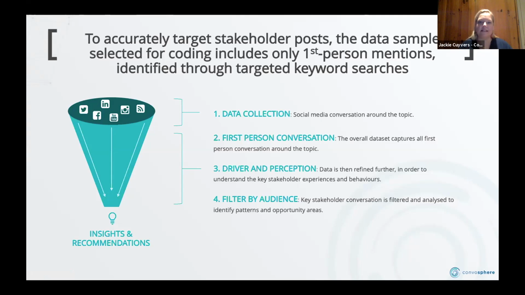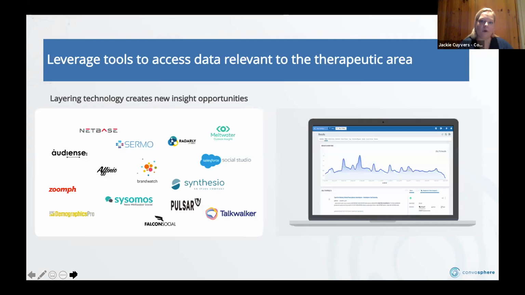Then within that data set, you can further refine it down by the drivers or perceptions of the stakeholders, or even by the stakeholders themselves. So only looking at the HCPs, et cetera. So there you've got your data, and you've refined the data set, and now you're ready to work with it. So how do you gather the data?